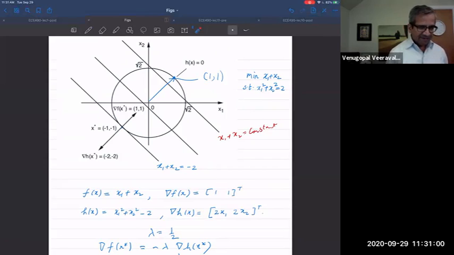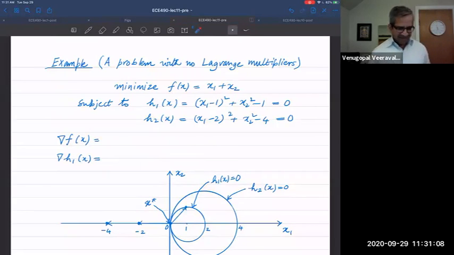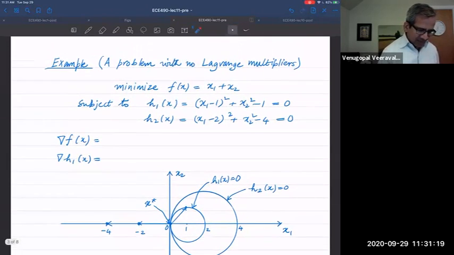Right, is that clear? This is just an illustration that that result might make sense. But now let's do an example where we may not have this happen. This is an example where there are no Lagrange multipliers, and we'll then give a reason for why that may not happen.